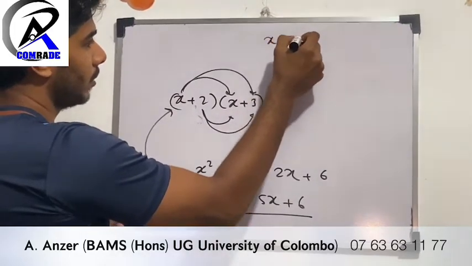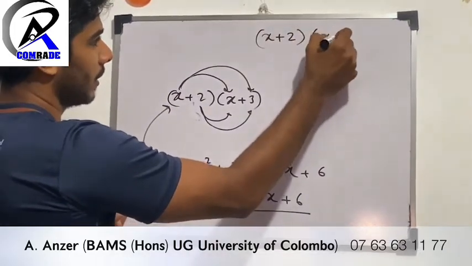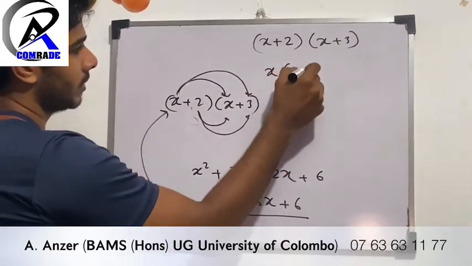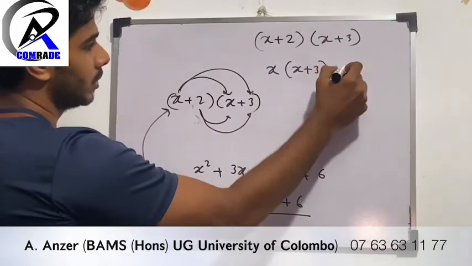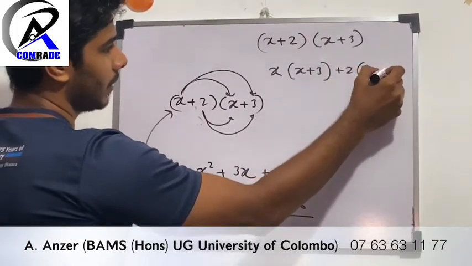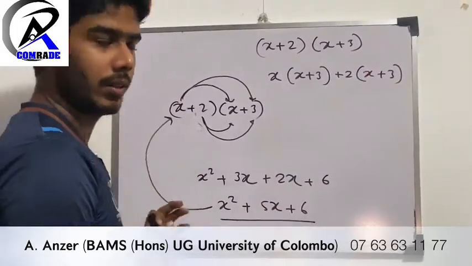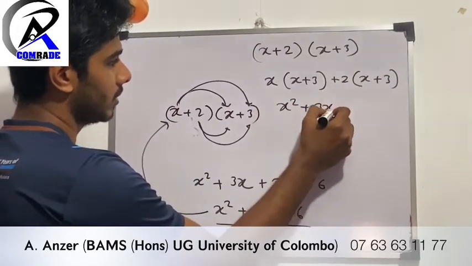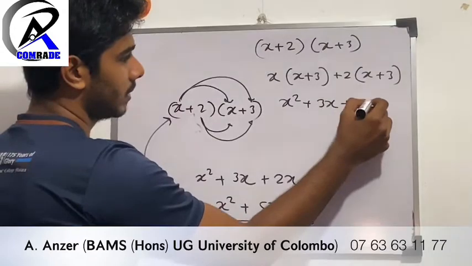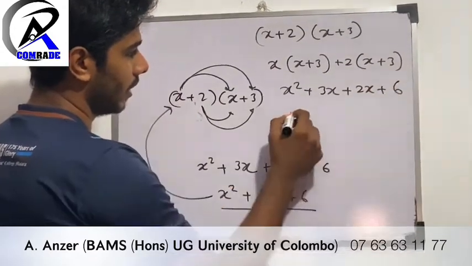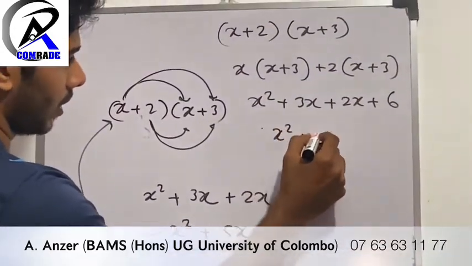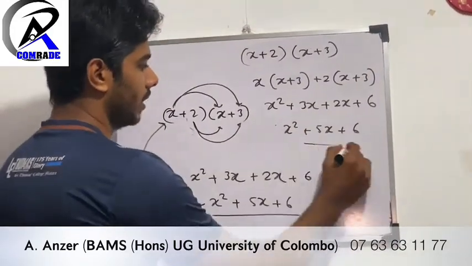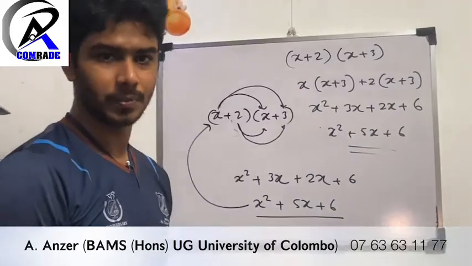x plus 2, you already know this, x plus 3. Take x out, x plus 3, and plus 2 out, x plus 3. You know this system, right? So here x squared plus 3x plus 2x plus 6. Same answer, x squared plus 5x plus 6. These are the two methods of solving this.